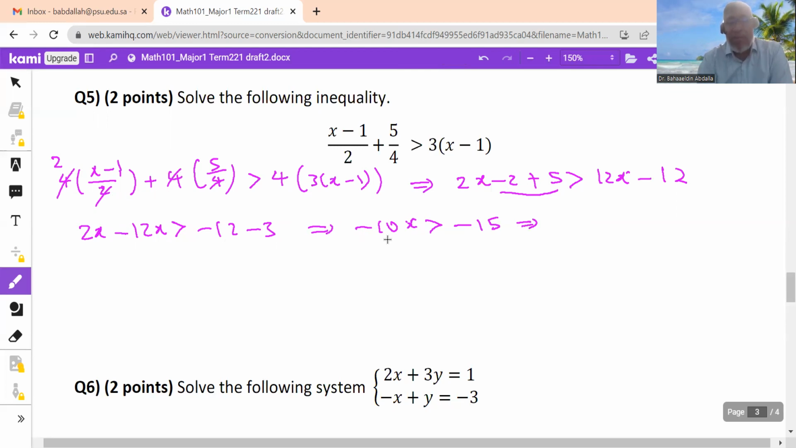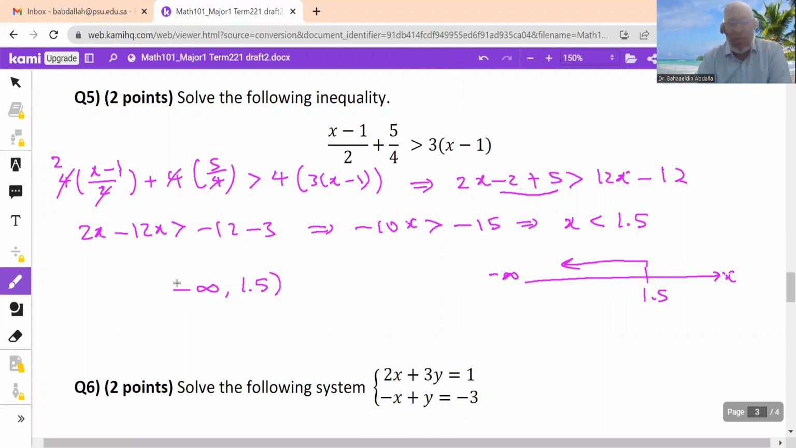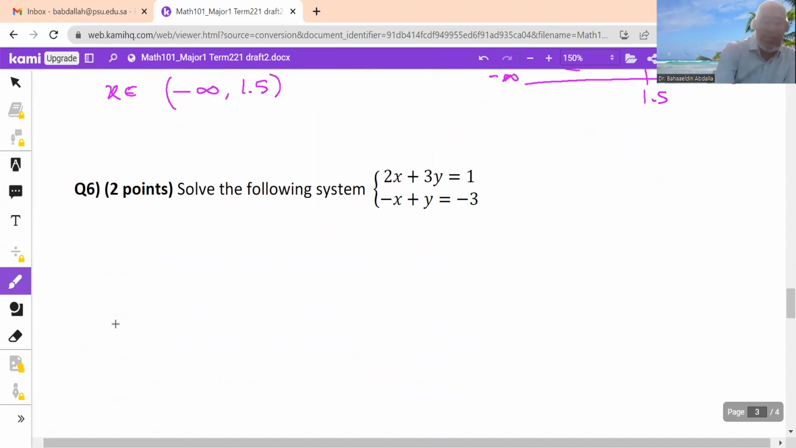And then I divide by negative 10 to solve the inequality for x. But negative 10 is a negative number, so when I divide by negative 10, I change the direction of the inequality. Negative 15 over negative 10 would be 15 over 10, which is 1.5. To write it in interval notation, this is 1.5, this is x. Less than is to the left of 1.5, so I'll go to negative infinity. So in interval notation, it is negative infinity to 1.5. That's the answer or the solution of this inequality.